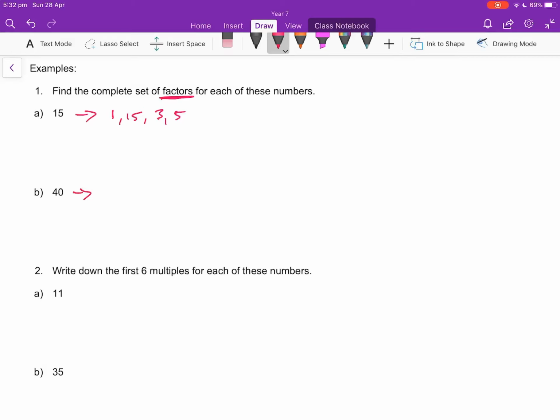And now we've got 40. So we've got 1 and 40 because it's 1 times 40. Okay, we can have 2 times 20. We can have 4 times 10. And we can have 5 times 8. And there's our factors for 40.